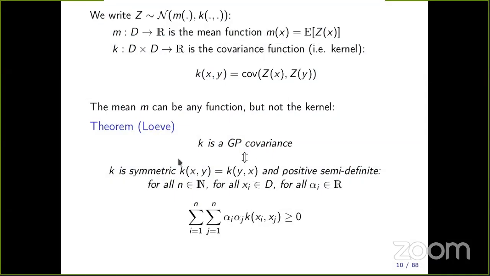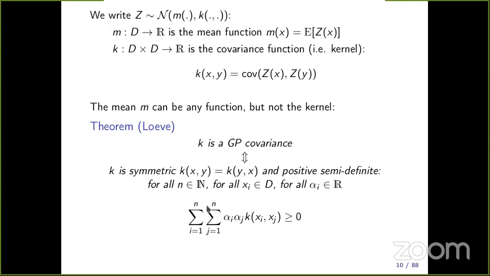So the mean function can be whatever you want, but the kernel function has to satisfy some properties, and it has to be a positive semi-definite function. Being positive semi-definite, this is the definition. It means whatever number n you pick, and whatever points you pick in the input space, and any vector alpha in the reals, this quantity here has to be positive.